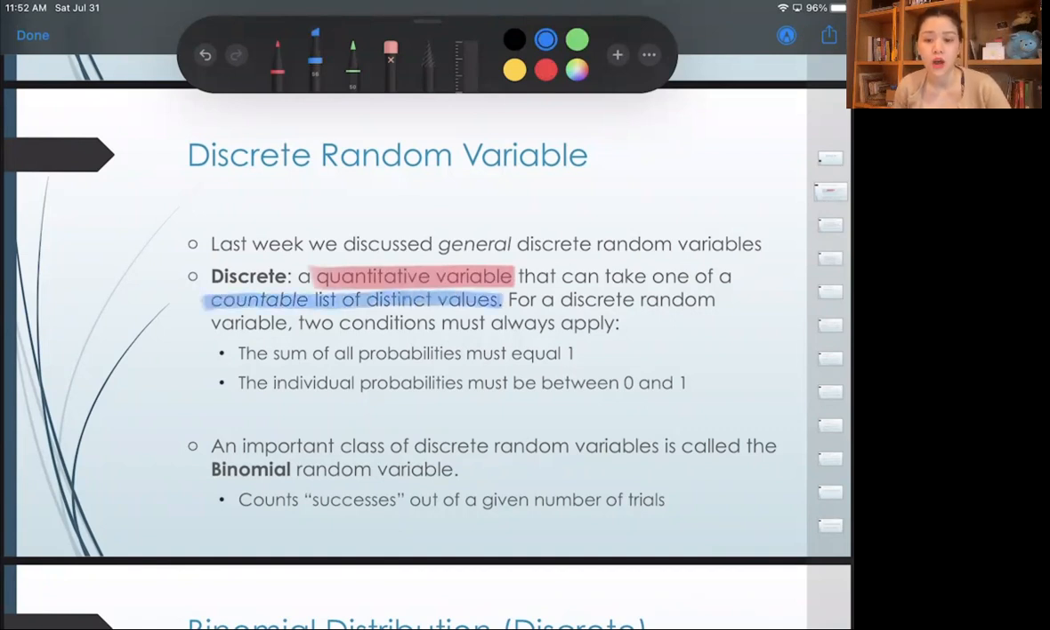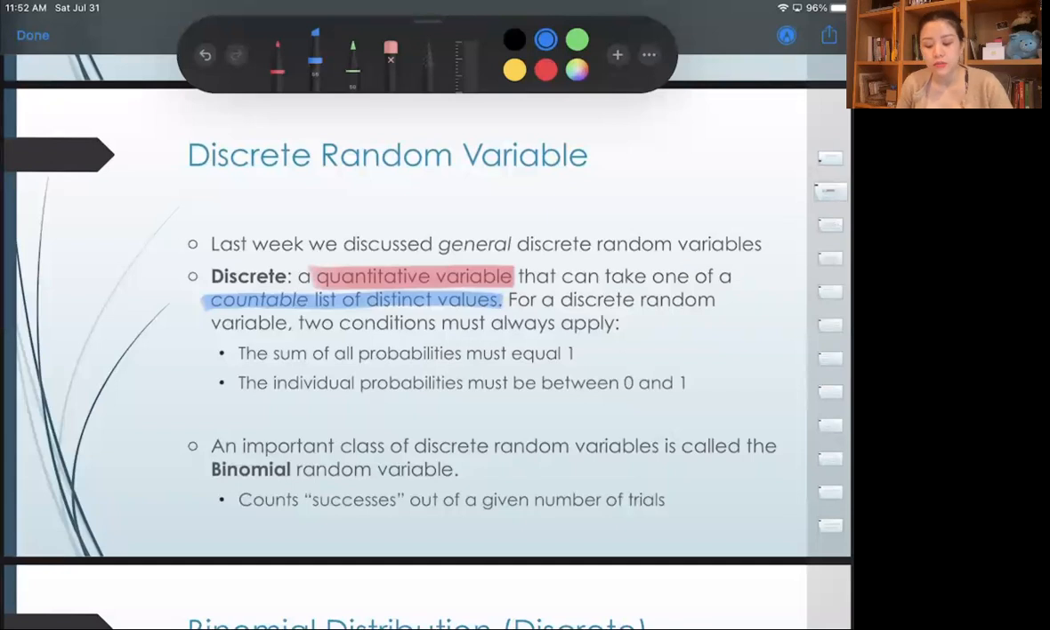Okay, for example, the number of calls that you make in a week, right? Or the number of basketball players of a team, right? Or the number of insurance claims you make in a year, right? Those are countable lists because you can count, right? 1, 2, 3, 4, 5, how many calls you make a week, etc.